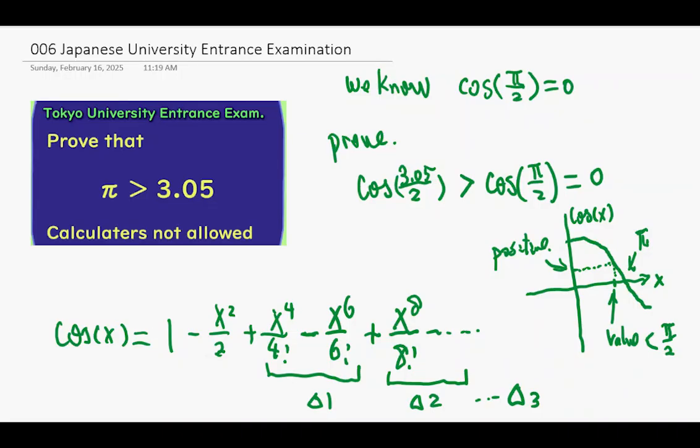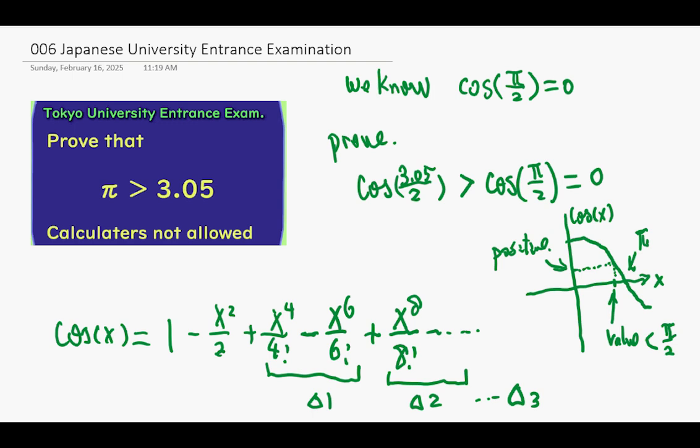Hello everybody. Today this is about the Japanese University entrance exam. The first question here is: prove that pi is larger than 3.05, and calculators are not allowed. This is one of the famous questions from the top university in Japan, Tokyo University. Let's see. I'll show you two different ways to solve this.